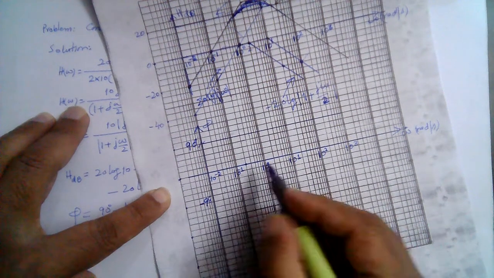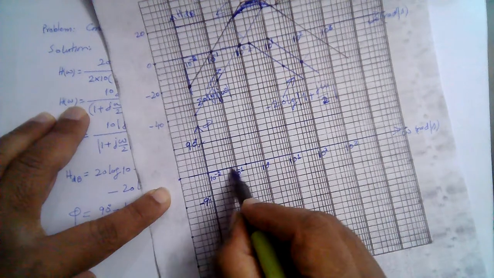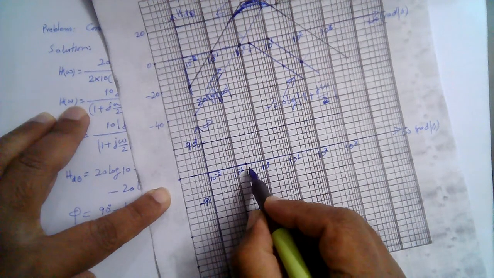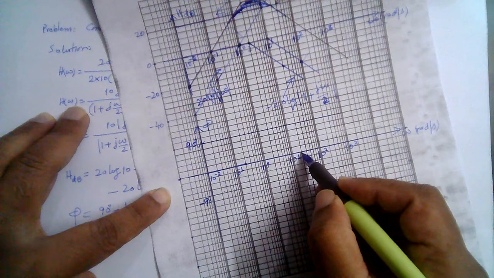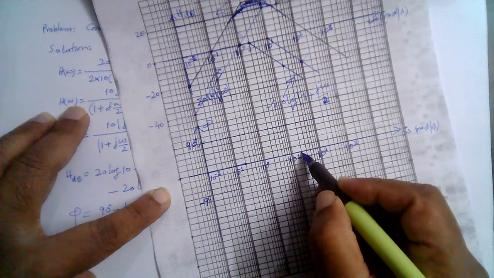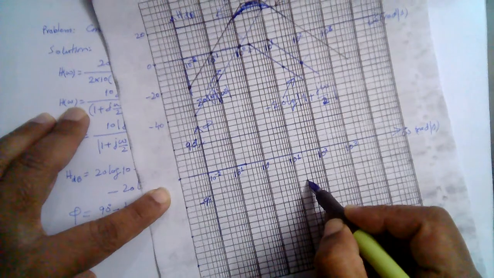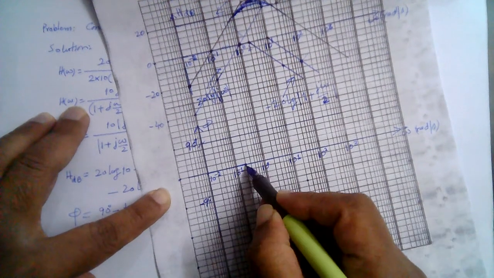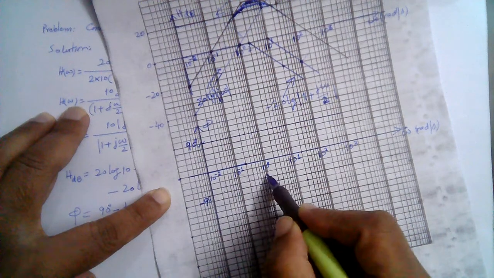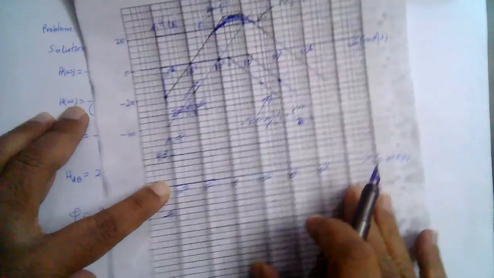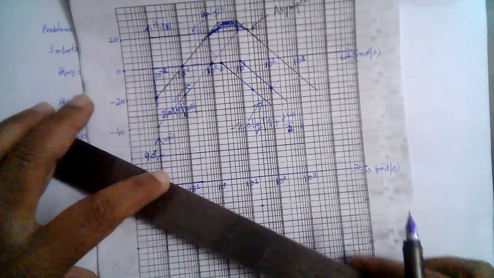So it is 0 till here, and then from 0.2 to 20. So this is 10 and this is 20, right? Till 20, it has a slope of minus 45 degrees. So this 45 is per decade, and 2 decades will give us 90 degrees.